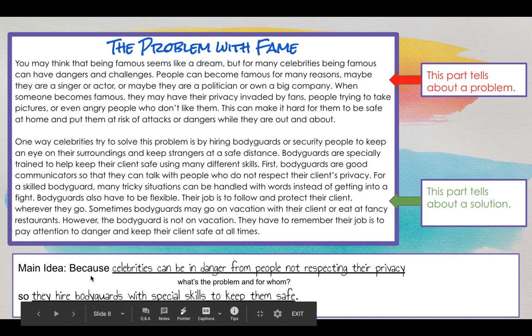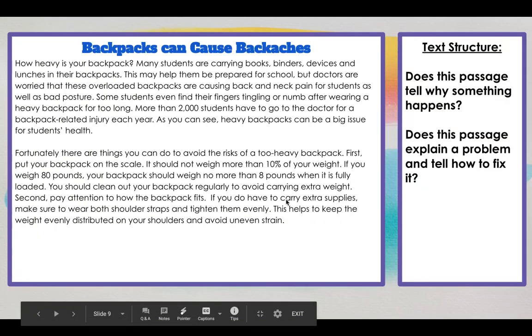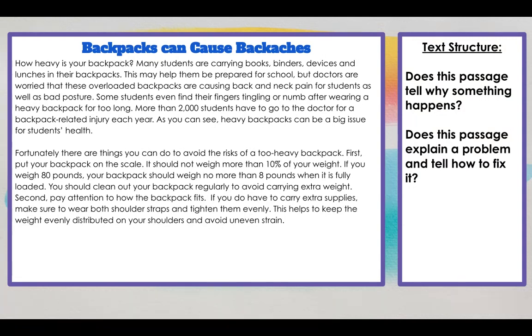But we can use this because of this, so this sentence frame for any problem solution or cause and effect paragraph or passage. Let's try with a different one. This one is called Backpacks Can Cause Backaches. Read with me. How heavy is your backpack? Many students are carrying books, binders, devices, and lunches in their backpacks.